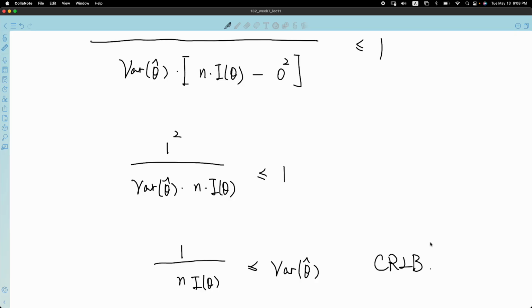So for the variance of the estimator, we also have a lower bound, which is 1 over n times this. Any question or comments?